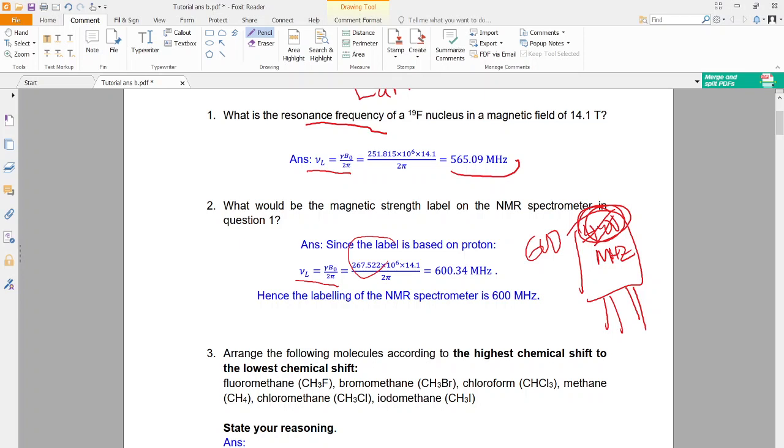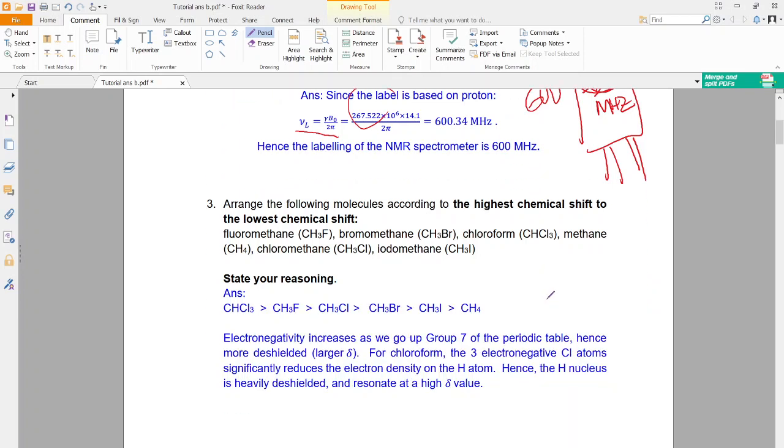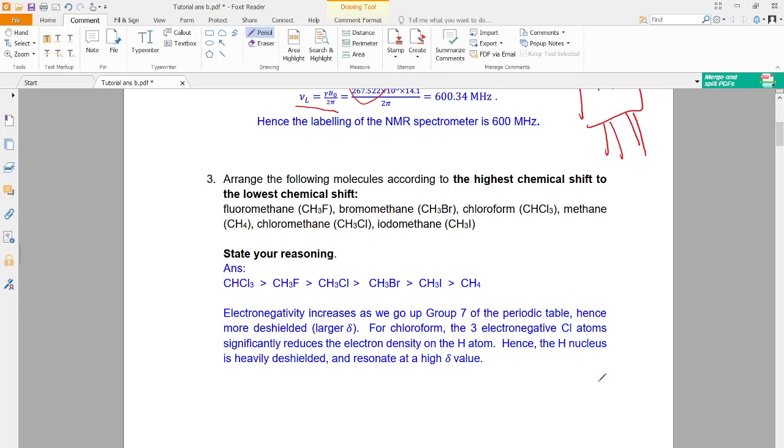Okay, now the next question. Arrange the following molecules according to the highest chemical shift to the lowest chemical shift. Now, this is the part where we talk about what contributes to the values of the chemical shift. From this, you know that electronegativity is one of them, based on the patterns that you see here.